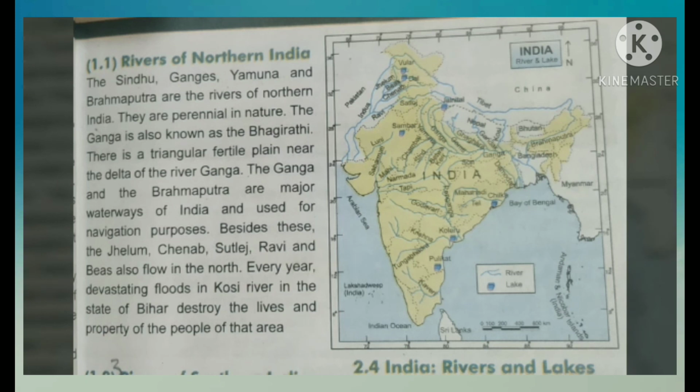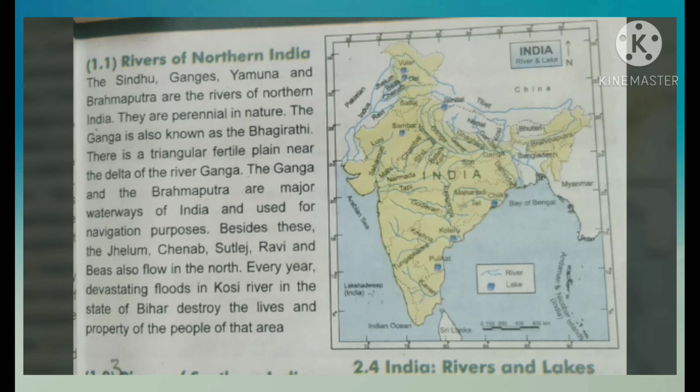Let's see the first one, rivers of northern India. So the Sindhu, Ganges, Yamuna and Brahmaputra are the rivers of northern India. Means the upside. They are perennial in nature. Perennial means throughout the year they have water. If seasonal rivers are there, then during the monsoon season only they have a source of water. But as far as perennial rivers are concerned, throughout 365 days they have water.